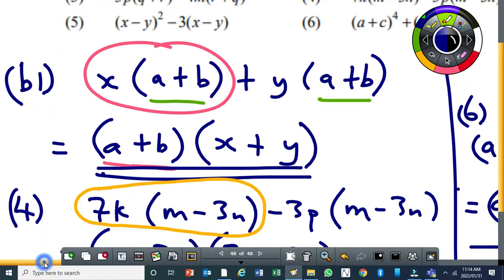We're doing number 5. This one here. x minus y all squared minus 3 times x minus 1.